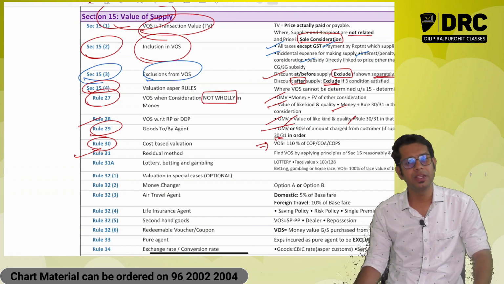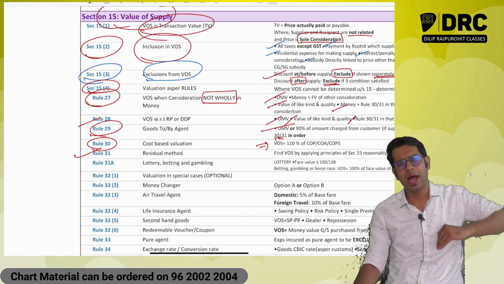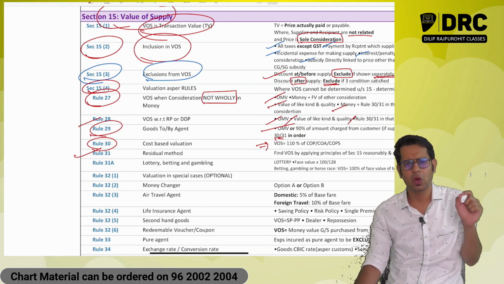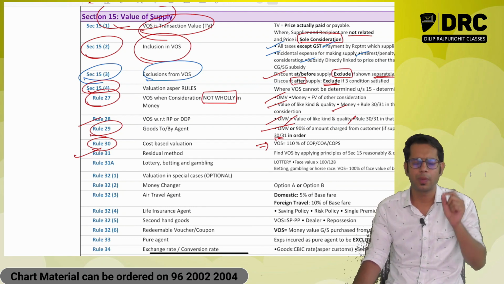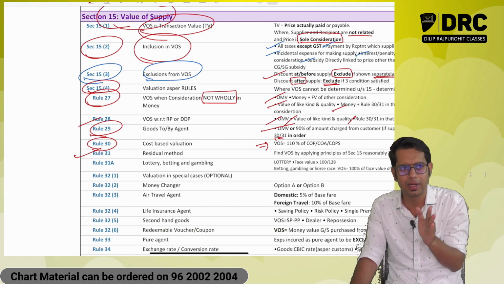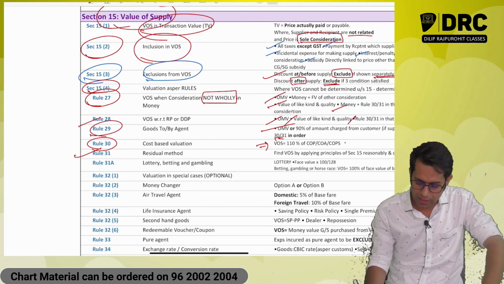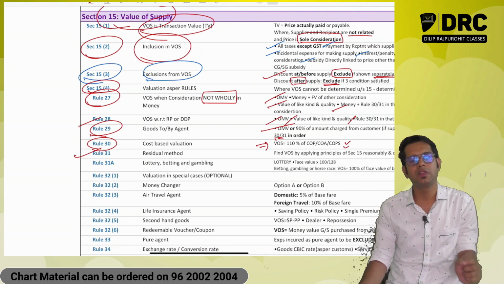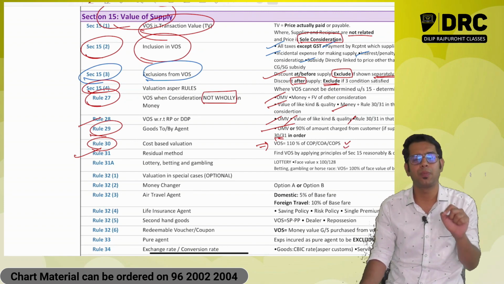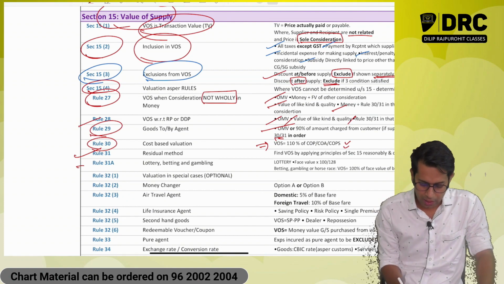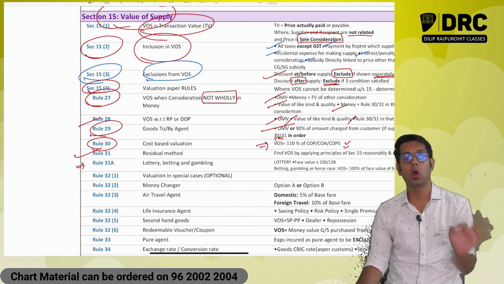Rule number 31 is the residual rule, which says it will be applicable only if all the above rules are not applicable. Say if you are not able to find the value of supply as per rule number 27 to rule number 30, then please use rule number 31. What is rule number 31 telling? It says the value of supply is required to be found by applying the provisions of section 15 consistently and reasonably. Then rule number 31A is applicable for lottery, betting and gambling.